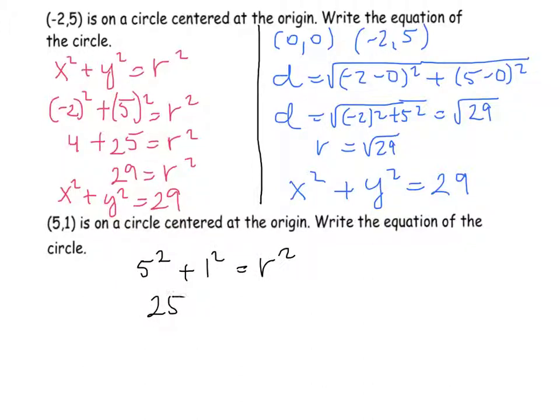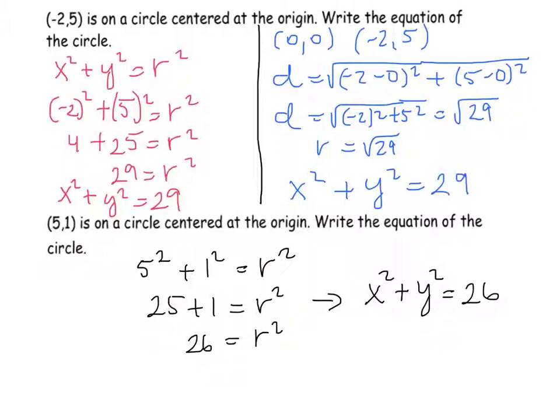So 25 plus 1 will be the radius squared. So the radius squared will equal 26. Therefore, the equation of the circle is x squared plus y squared equals 26.